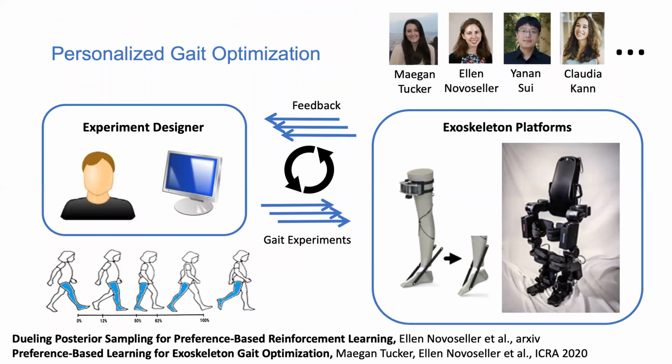The next one is on personalized gait optimization. This is an ongoing collaboration right now with Aaron Ames's group and Joel Burdick's group, where again, the goal is to help people with trouble walking, but rather than doing an invasive device, we consider exoskeletons. It's a similar setting where we try different gaits and we get feedback of which gait is more preferred to which other gait.